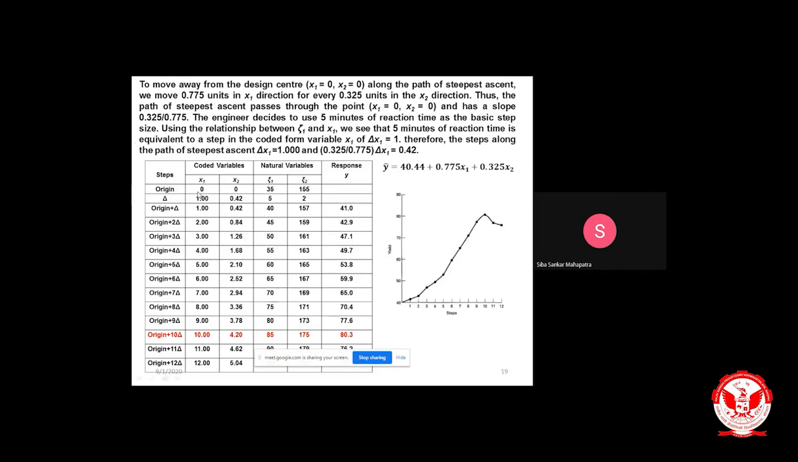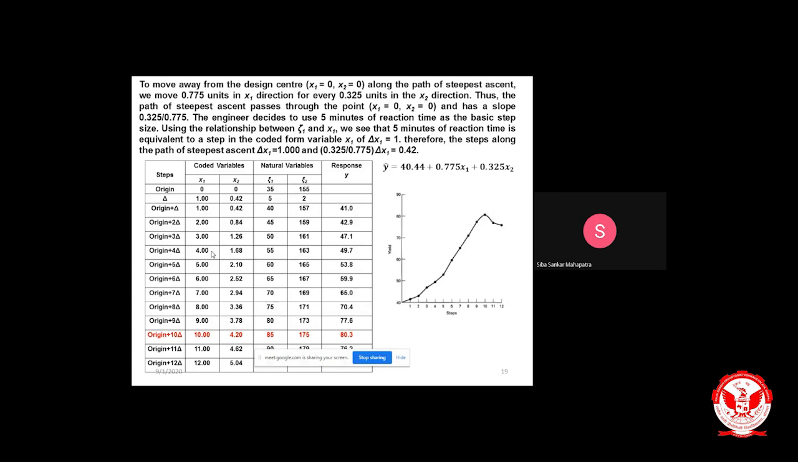Our origin is at present 0, 0, that is 35, 155 in the natural variables. Then we take a delta, how much we will move from the current point. We have to move 0.775 in the x1 direction, and at the same time we have to move 0.325 in the x2 direction. So the slope of movement is given by 0.325 divided by 0.775.